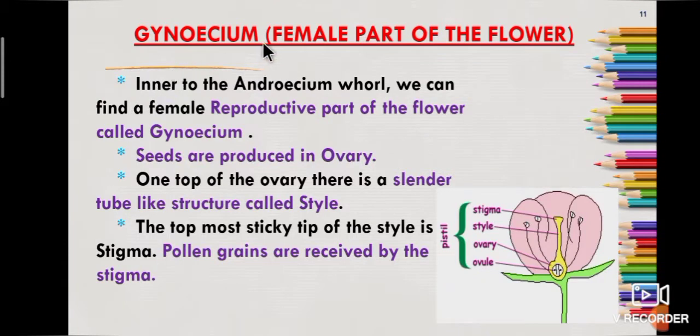Next, gynoecium, that is the female part of the flower. Inner to the androecium whorl, we can find the female reproductive part of the flower called gynoecium. Seeds are produced in the ovary. On top of the ovary, there is a slender tube-like structure called style. The topmost sticky tip of the style is called stigma. Pollen grains are received by the stigma.